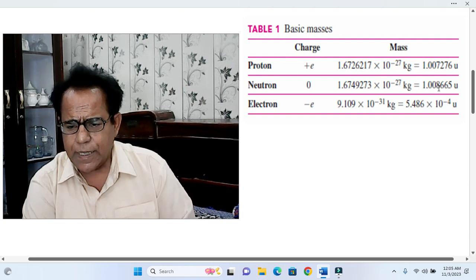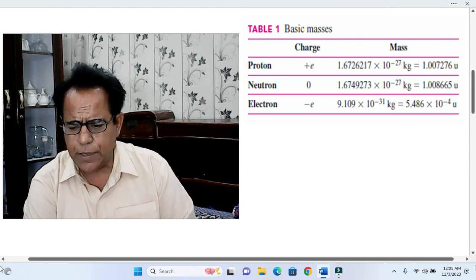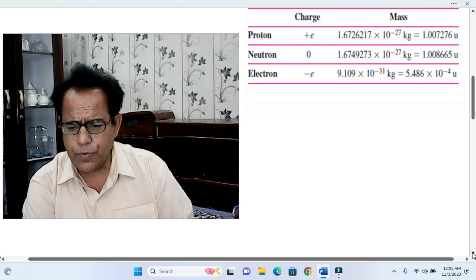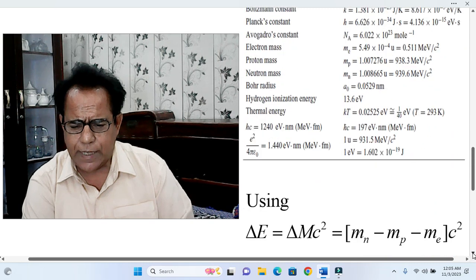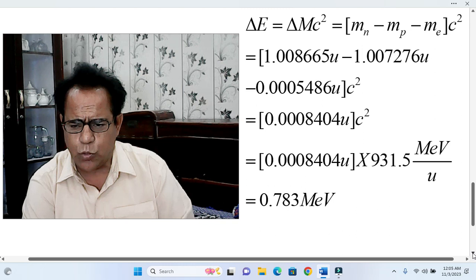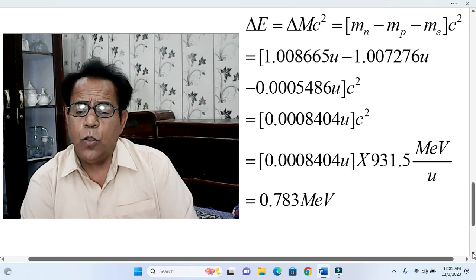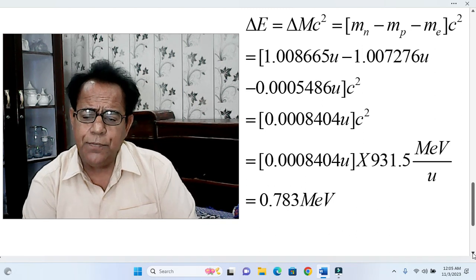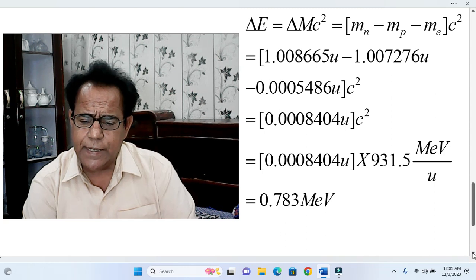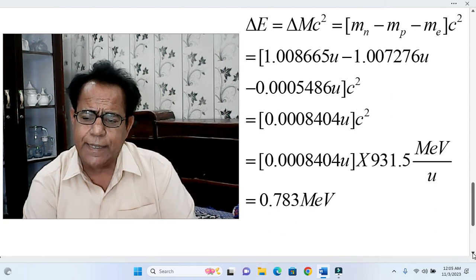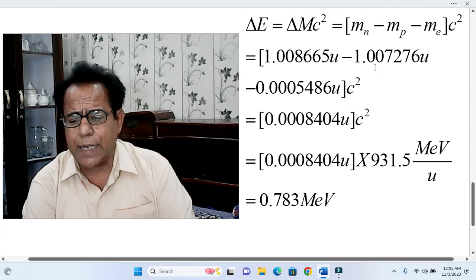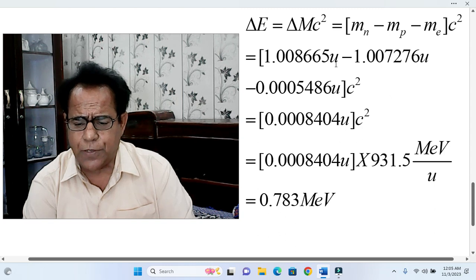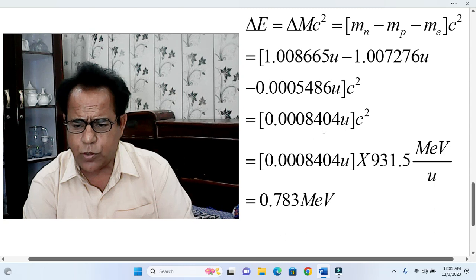This minus this minus this. So from this table shown as a snapshot, we have chosen these three values. However, we have not yet disturbed c squared; c squared is as it is. By subtracting the second and third quantities from the first quantity, we get the result 0.008404.